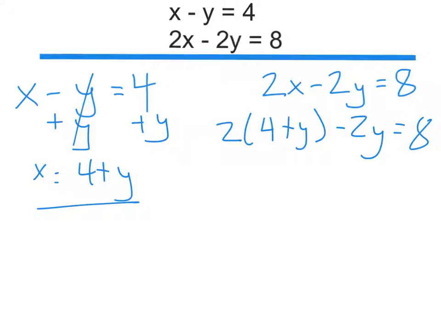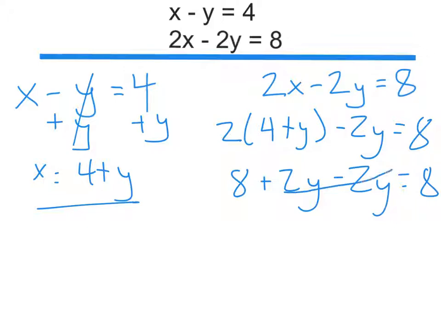Let's distribute the 2 through. 2 times 4 is 8. 2 times y is plus 2y. Then we have a minus 2y, and it equals 8. Notice we can combine some like terms, but 2y and 2y cancel each other out. So we actually just get 8 equals 8. What does that mean? Think back to chapter 2. This means that there's infinite solutions, right? Because all of our variables went away, but we have a true statement. This means infinite solutions.